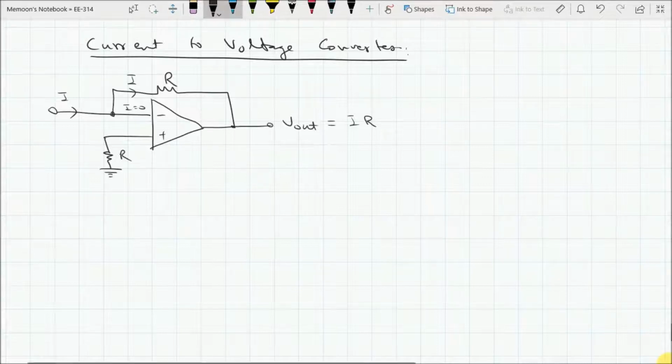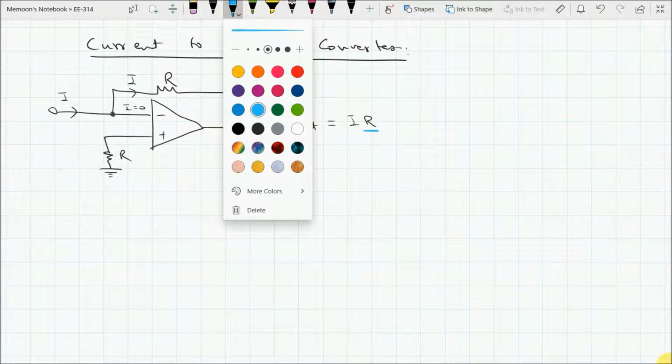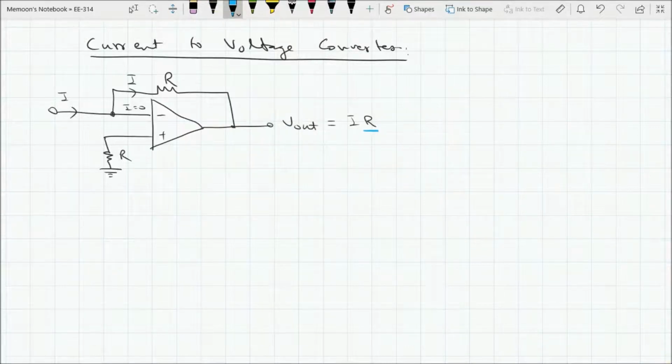This resistor R, we are putting it ourselves in that circuit. So this resistor is a known resistor, and when we know the value of this R and we can measure the V out, we can easily find out the input current, that is I is equal to V out over R. So we have a physical relationship between this voltage and this current.